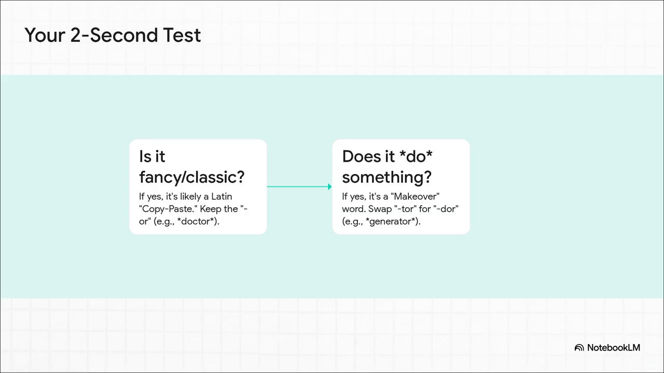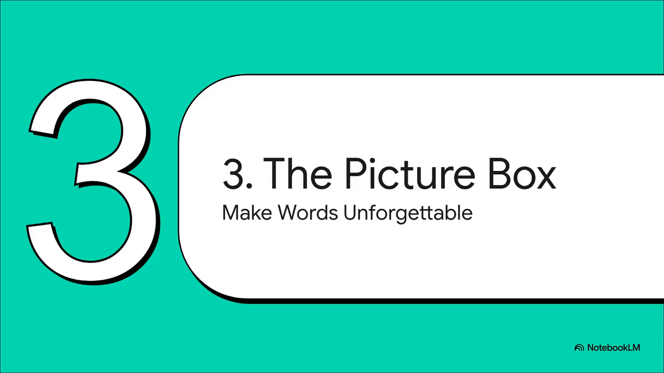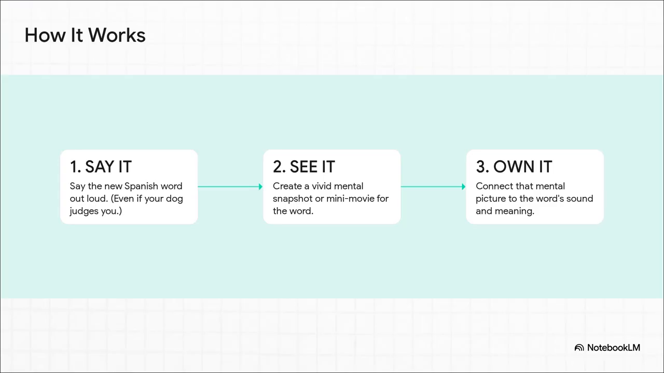Simple as that. Okay, knowing the pattern is a huge step, but making these words actually stick in your brain, that's a whole other ballgame. So let's talk about a learning power-up. It's called the picture box, and it's a tool to make any new word completely unforgettable. It's a really simple 3-step process. First, you gotta say it. Say the new word out loud. I don't care if your dog gives you a funny look, let your own ears hear it.